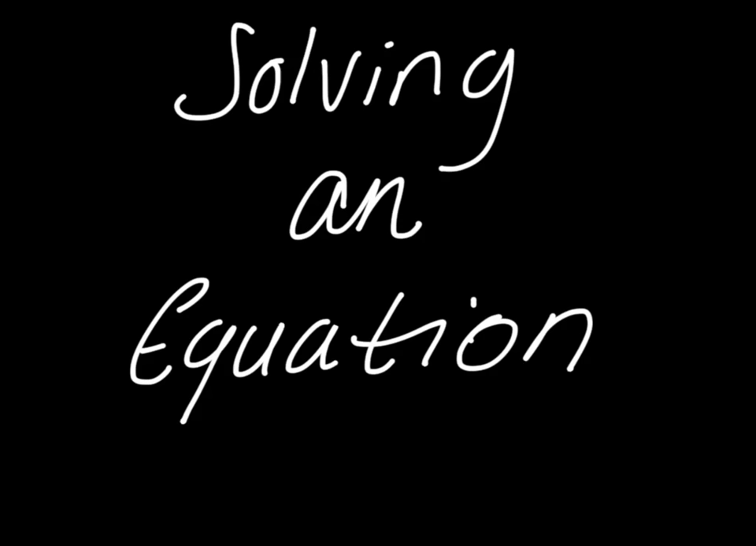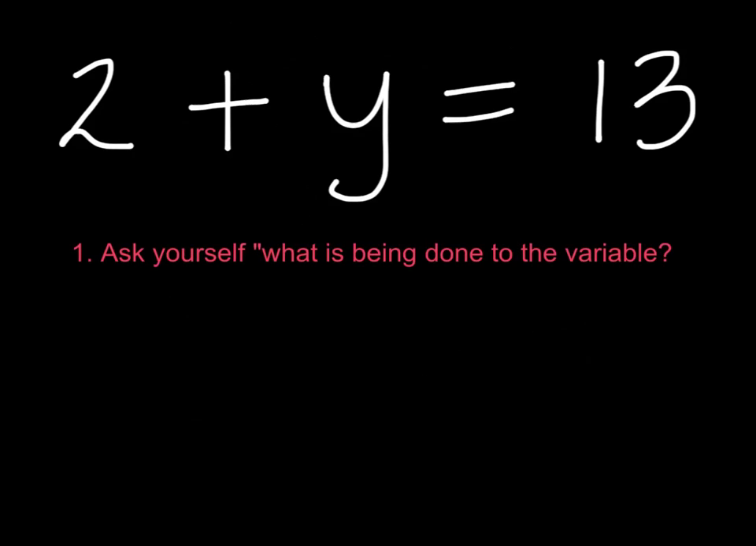For the second part of this video, we're going to review solving an equation. So in this equation, we have 2 plus y equals 13. And just to review, the 2 is a constant and a term. The y is a term and a variable. And 13 is a term and a constant. So what we want to do here is solve for y. Y right now does not have a value, and we want to figure out what the value is.